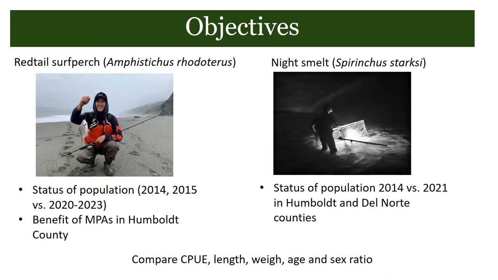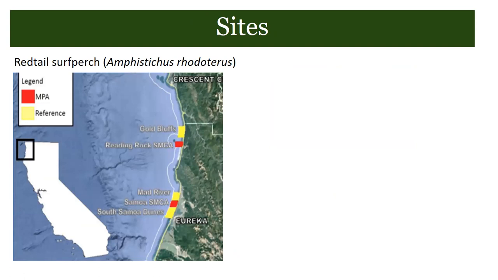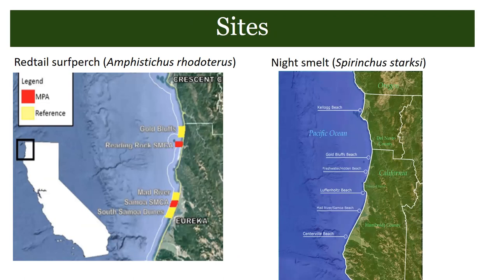Like I said, we had different sites for the red-tailed surf perch. We have two MPAs that we're sampling, Reading Rock and Samoa, and two reference sites, Gold Bluffs and Mad River County Beach. We refer to them as reference sites because they are physically similar to the two MPAs that we are sampling at. For the Nice Melt project, we are sampling six different beaches along Humboldt County, and even in Del Norte County, we have one beach.